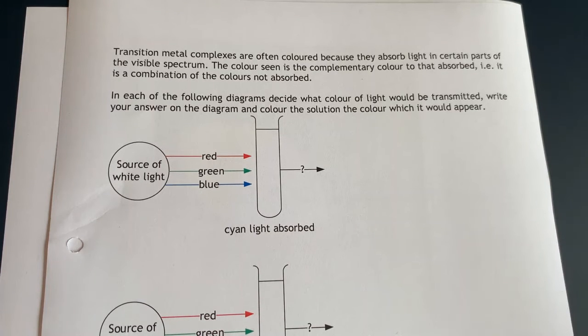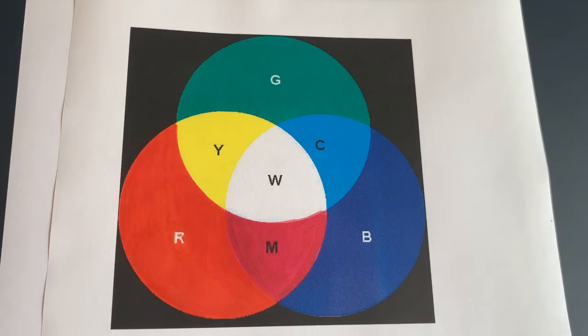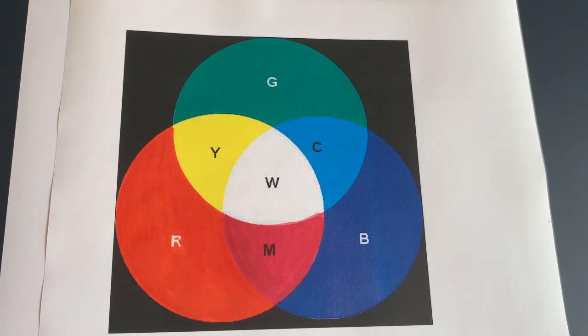The exercise on this page is all about deciding what colour of solution would be observed dependent on the colours of white light that are absorbed. This can be used conversely when we get onto colorimetry, but I'll explain that then. To be able to do these exercises, you need to know this kind of colour mixing guide.